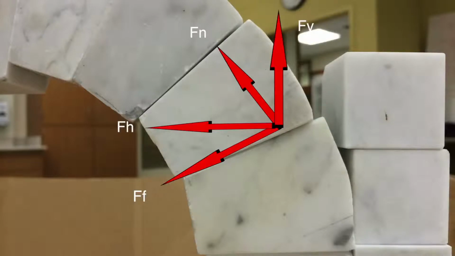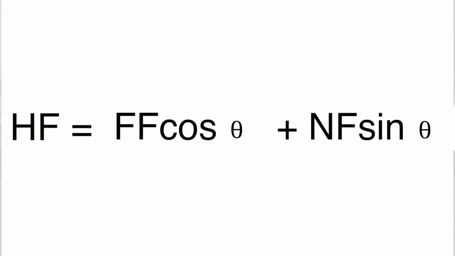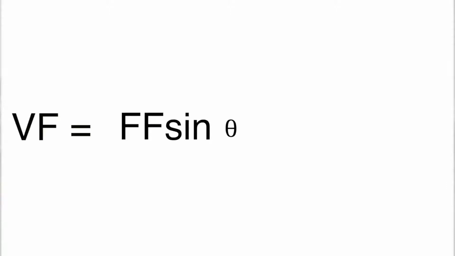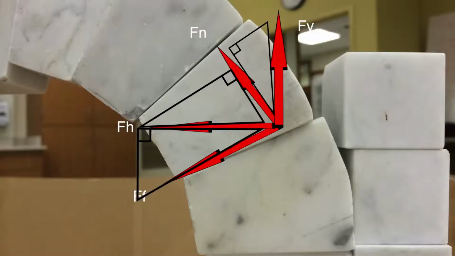The horizontal and vertical forces in the figure relate these two voussoirs with respect to the level ground on which the arch is placed. In order to find the magnitude of these forces, we can use the equations: horizontal force equals the friction force times cosine theta plus the normal force times sine theta, and vertical force equals the friction force times sine theta plus the normal force times cosine theta. We can break apart the figure into triangles and see how each variable in the equation relates to how the forces are exerted between voussoirs.